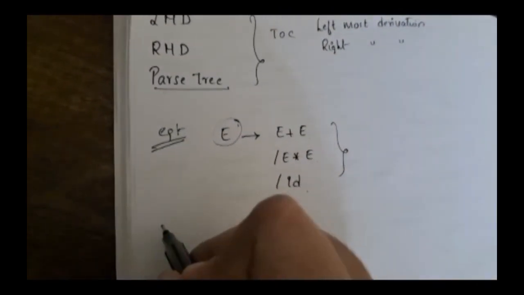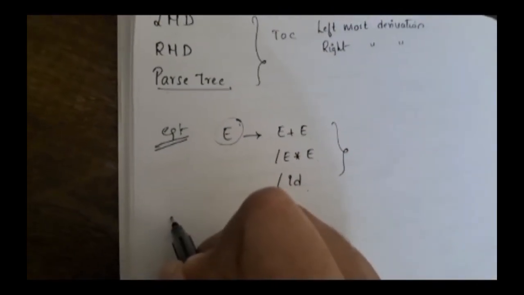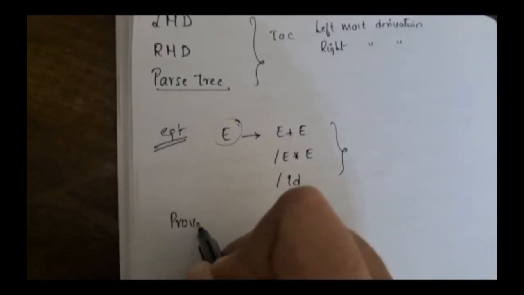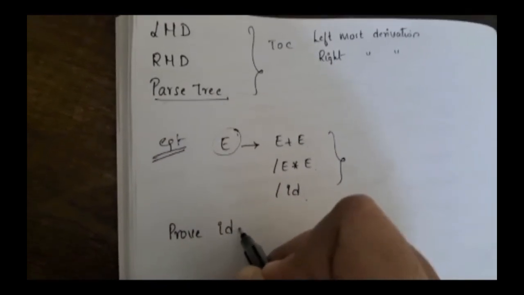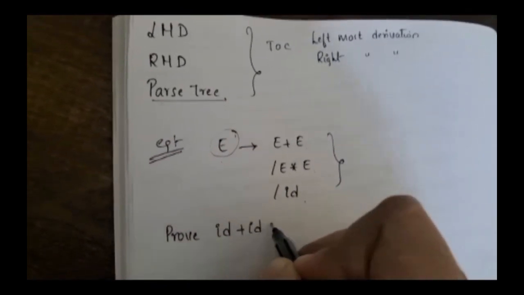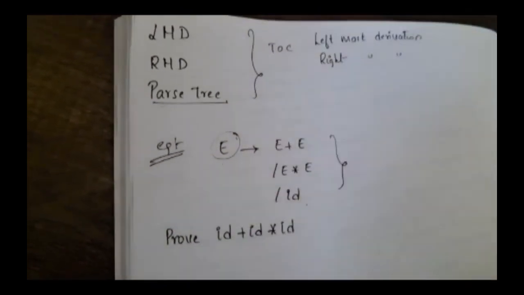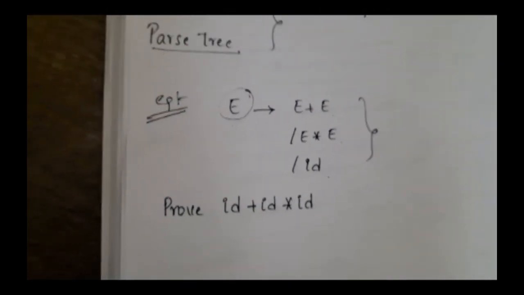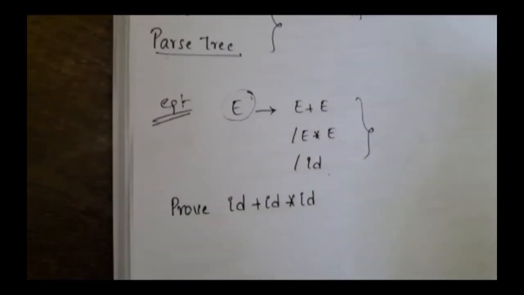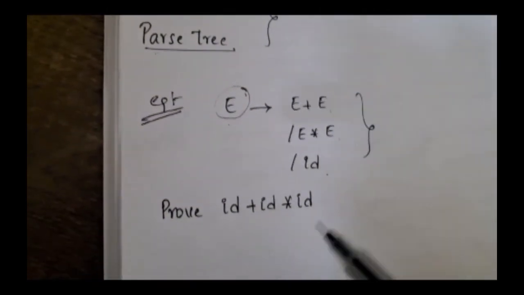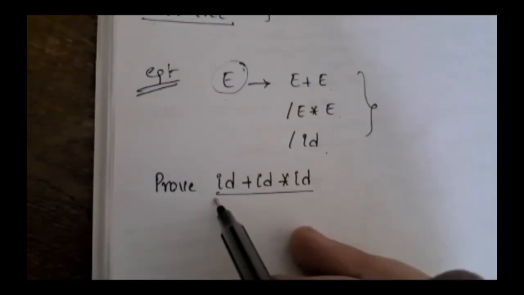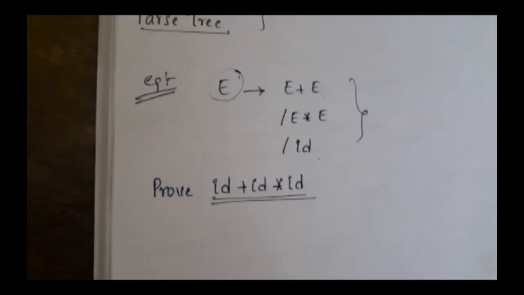they'll be giving us a grammar in such a way, and they'll be giving us a statement such as: prove ID plus ID star ID. So like this, they'll be giving us something. Now, using this grammar, we need to prove this line. Okay. So first, let us go with LMD.